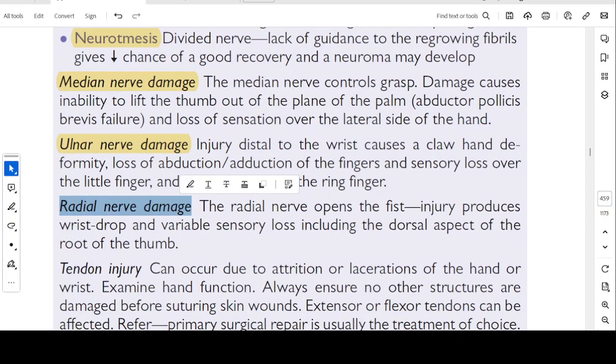Radial nerve damage. The radial nerve opens the fist. Injury produces a wrist drop and variable sensory loss, including the dorsal aspect of the root of the thumb.